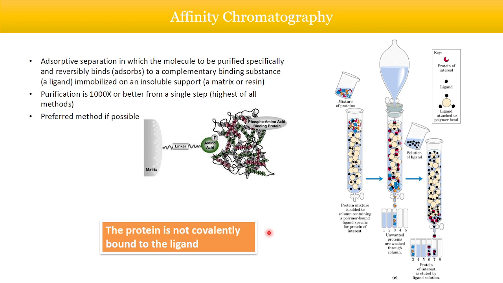This method is used if you have certain linkers or tags which bind specifically to different compounds or different ligands. The protein is not covalently bound to the ligand. See, you have a matrix, then you have a linker with an amino acid, and this binds to the phosphate groups. So these phosphate groups are playing a role in the affinity chromatography.